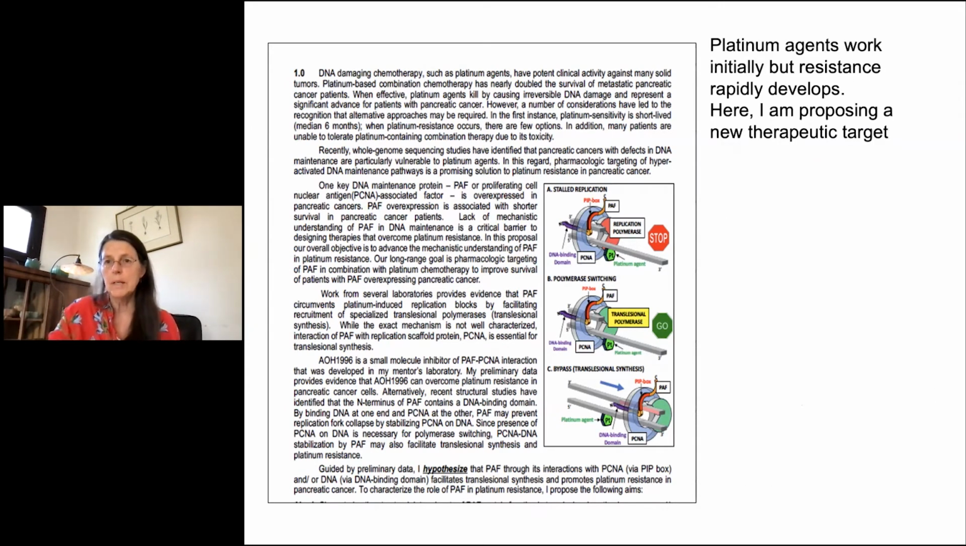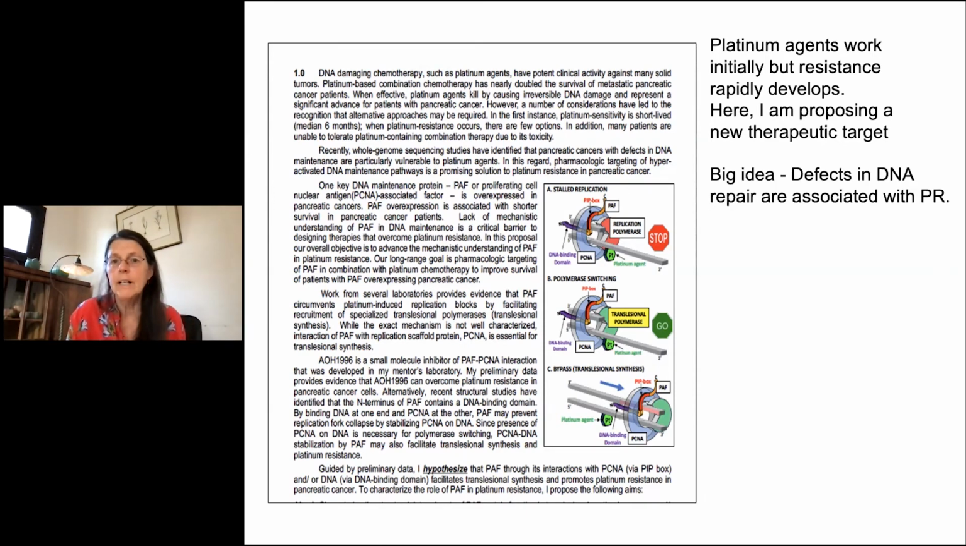So I'm going to give you an example from Mustafa's grant. He was very interested in a gene called PAF. I personally could not care less about this gene. Please don't tell Mustafa, but this was his love of life, and this is what he wants to study. So he started out by saying platinum agents initially work in pancreatic cancer, but resistance rapidly develops. I mean, this is badness. And here he's going to propose a new therapeutic target and work out the details of this target.